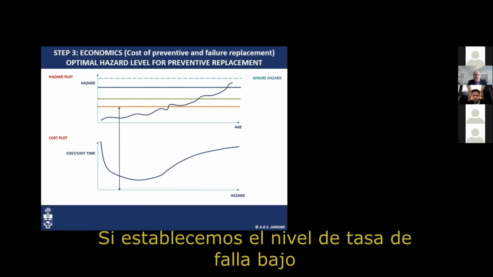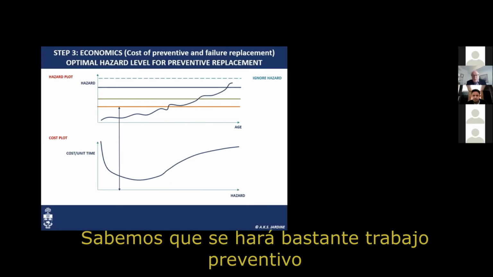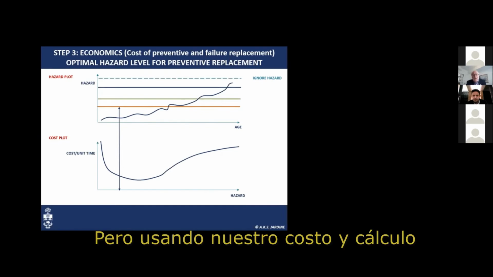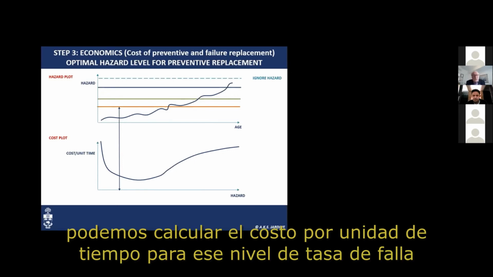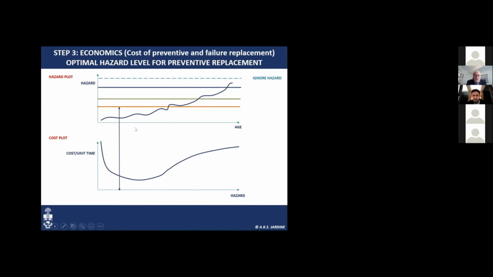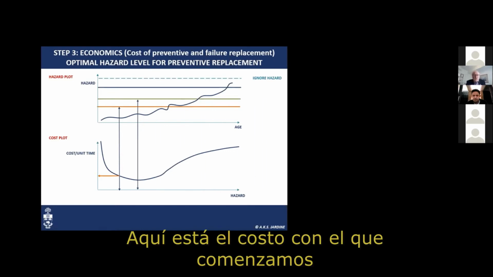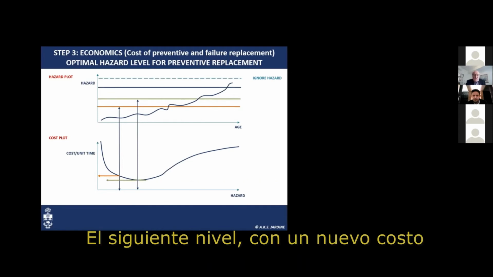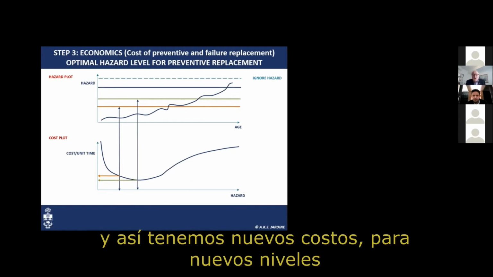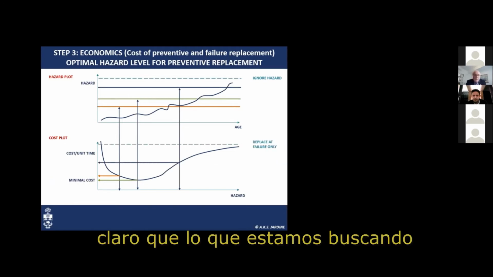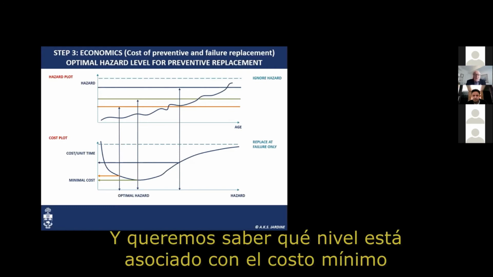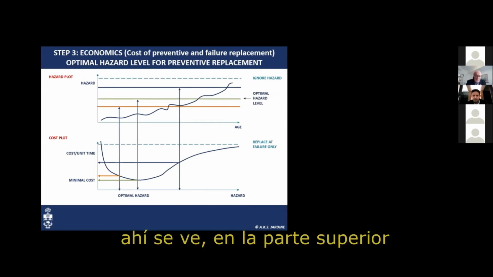So if we set the hazard level low, we know we're going to do a lot of preventive work and suffer fewer failures, but using our costs and mathematics, we can calculate what the cost per unit time is for that hazard level. So there's the cost to begin with. The next level up, we have a new cost, and so on. We get different costs for different hazard levels. And of course, what we're looking for is the minimum cost. And we want to know what hazard level is associated with the minimal cost. And there it is on the top graph.